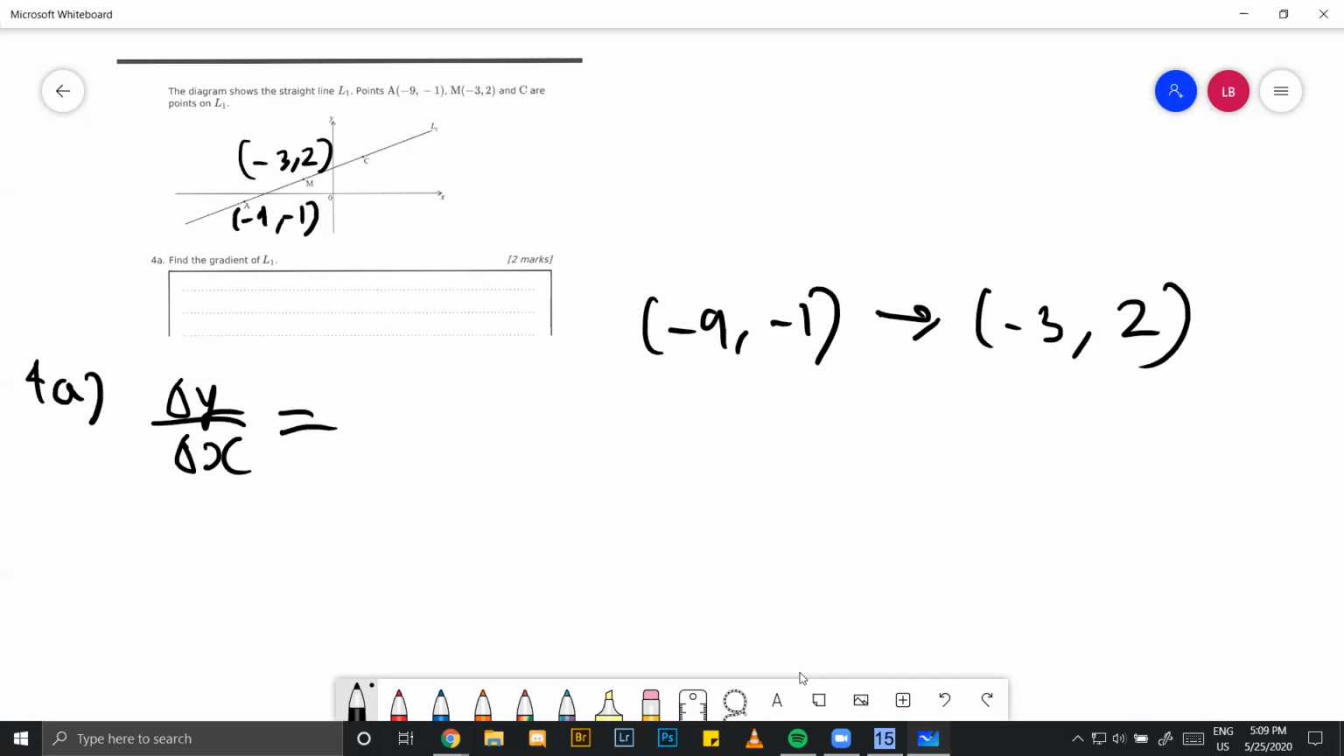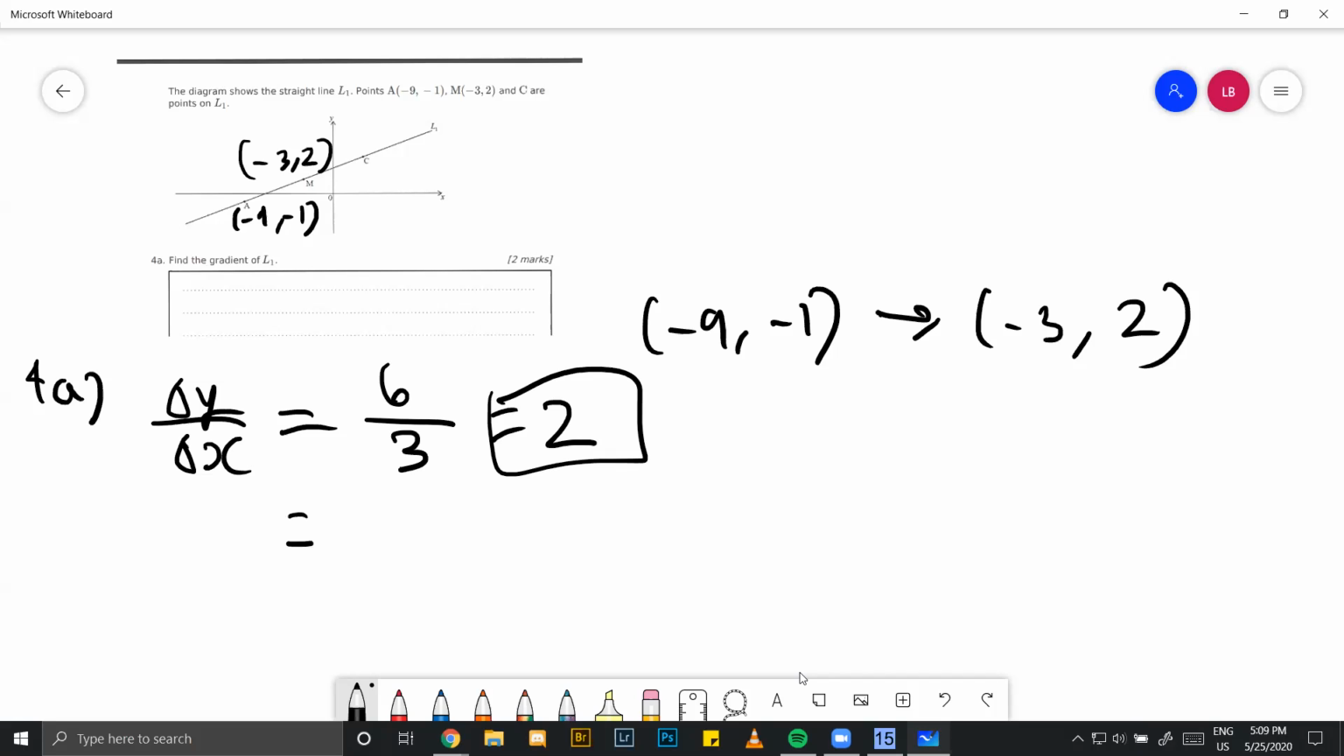So delta y is the change in y. -9 to -3, that's a change of +6. Delta x is the change from -1 to 2, so that's a change of 3. So -1 all the way up to 2. So that means that my slope is equal to 2.